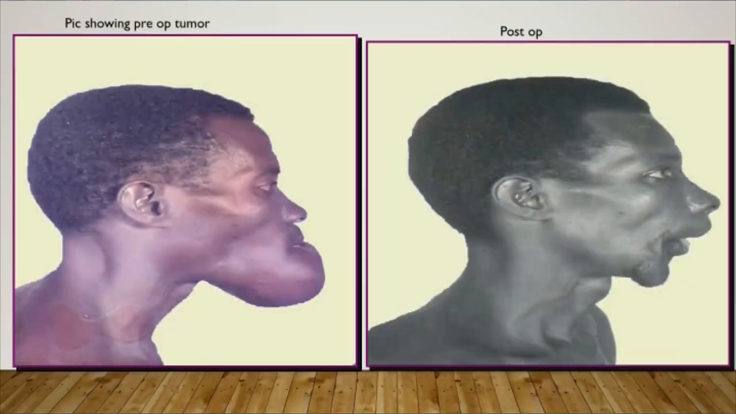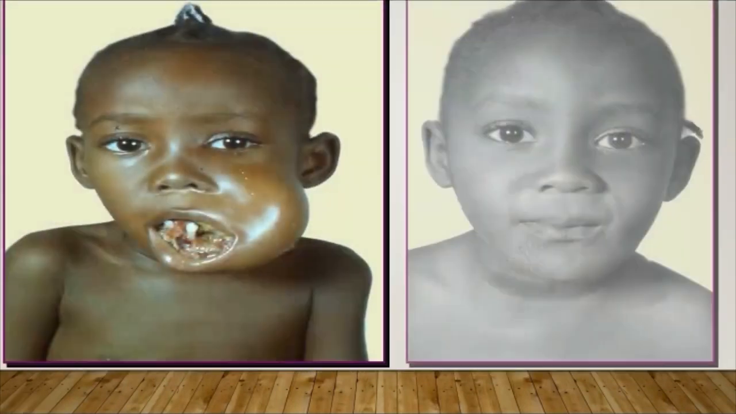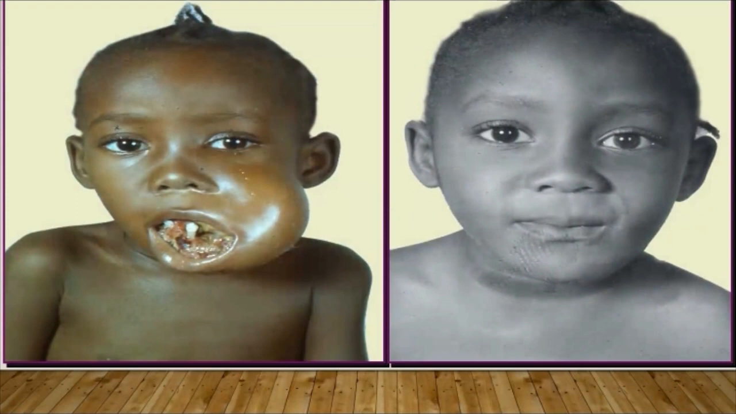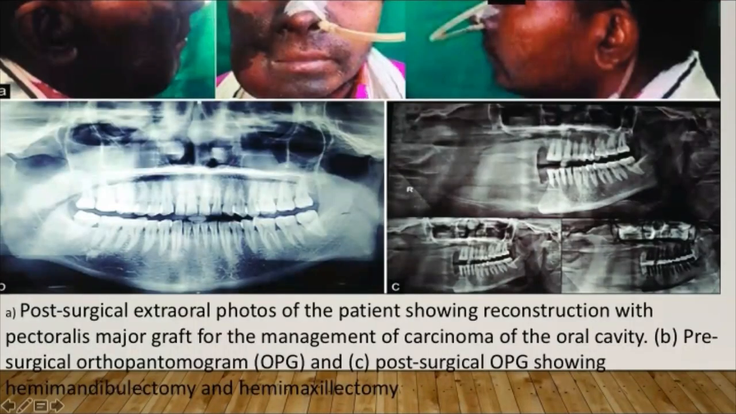This is a picture showing a patient with ameloblastoma. This is a picture showing a tumor pre-op, and this is a picture showing post-op. This is also a patient showing a pre-op and post-op. This is the A.